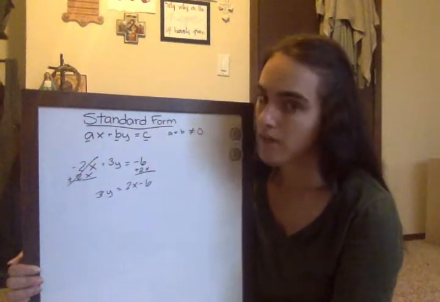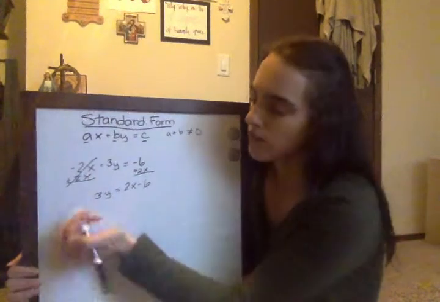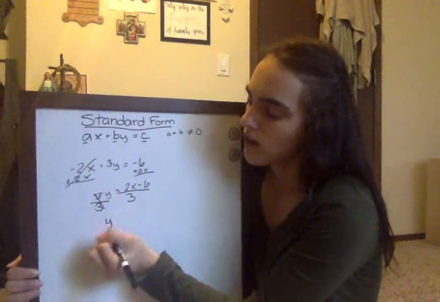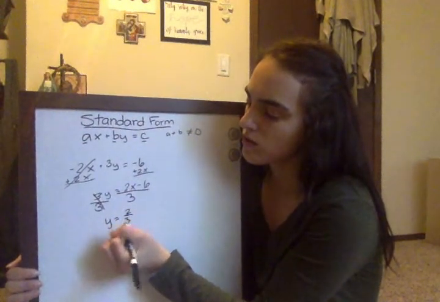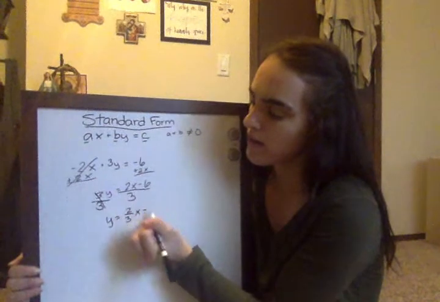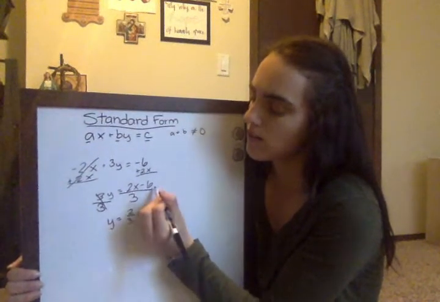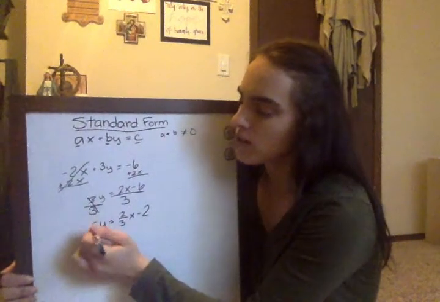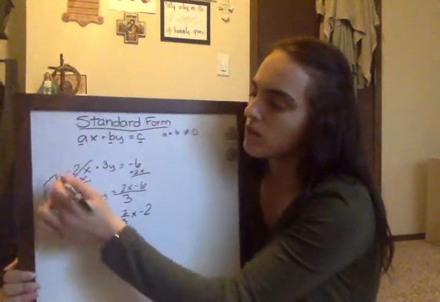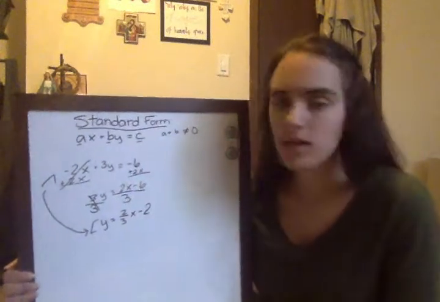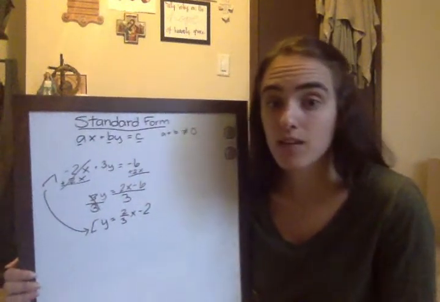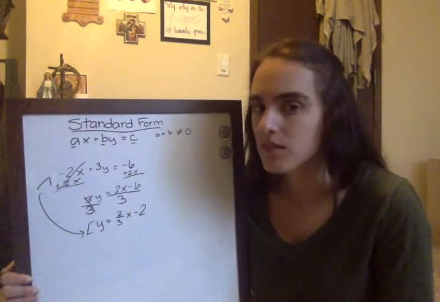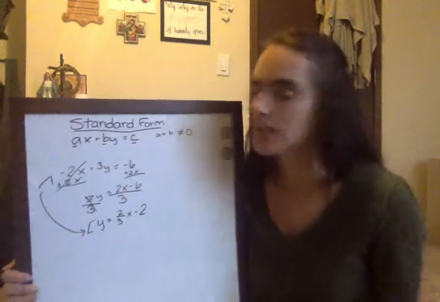Y still is not by itself. We need to divide by 3 to get y by itself. Remember, divide everything by 3. Y is equal to 2 over 3x minus 6 divided by 3. 6 divided by 3 is 2. So this is what our equation would look like in slope-intercept form. We went from negative 2x plus 3y equals negative 6, and we solved for y to get y equals 2 over 3x minus 2. And now we can graph, because it should look like everything that we did yesterday.